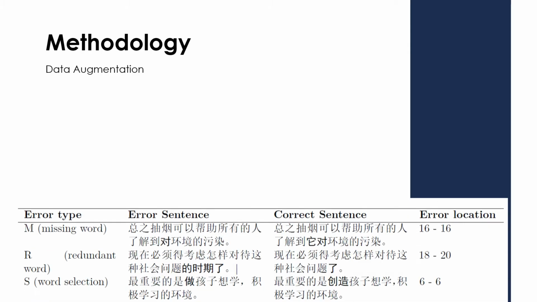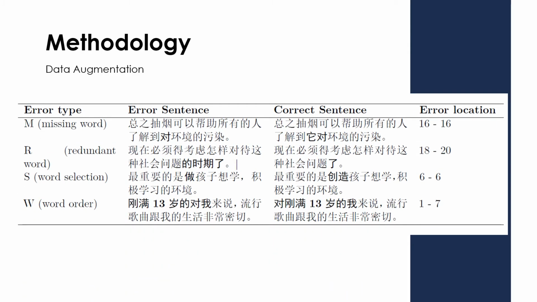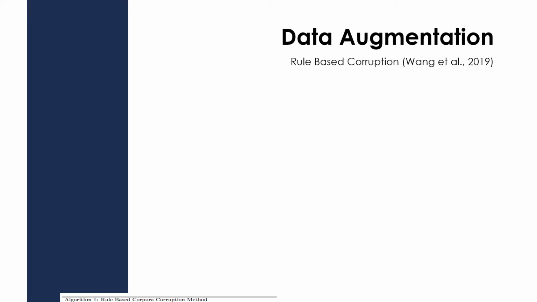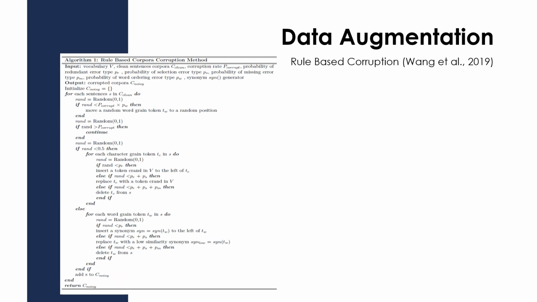For the data augmentation, this is a brief introduction of the 4 error types: missing word, redundant word, word selection, and word order. And we use 2 methods to generate the corpus data from these 4 types. The first method we use is rule-based corruption, and here is the procedure code for our algorithm.